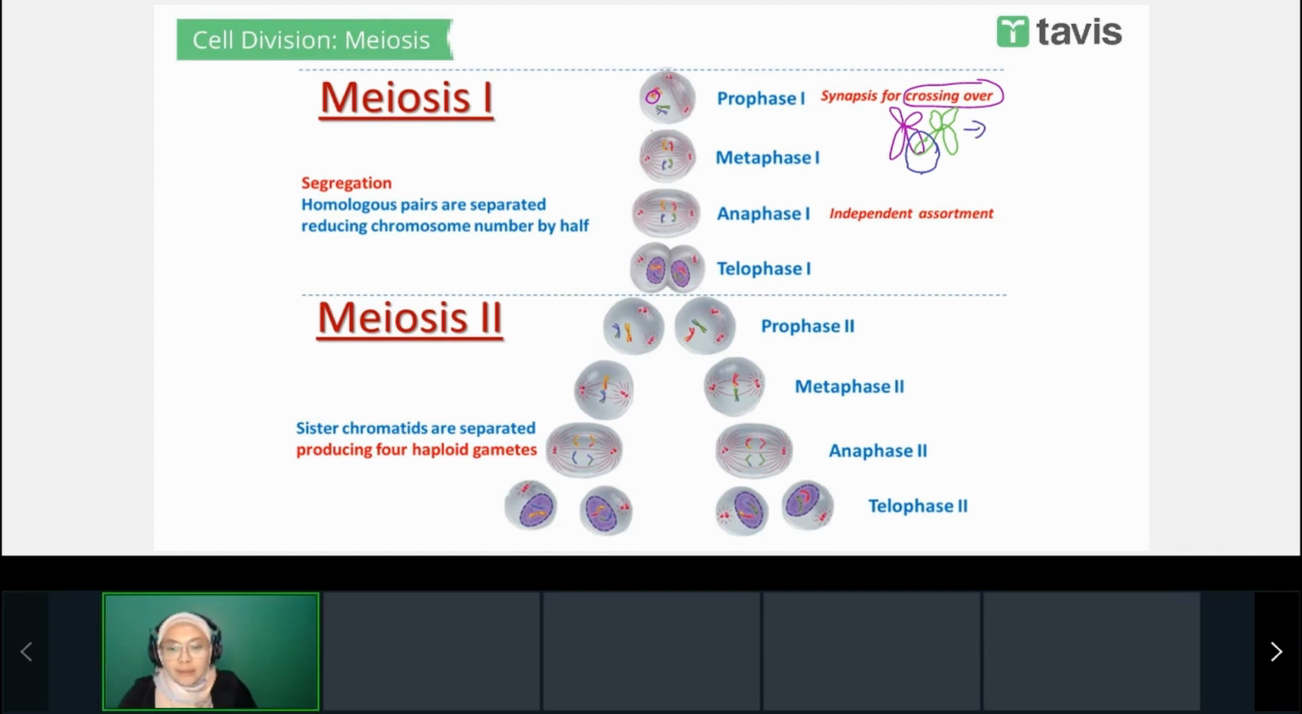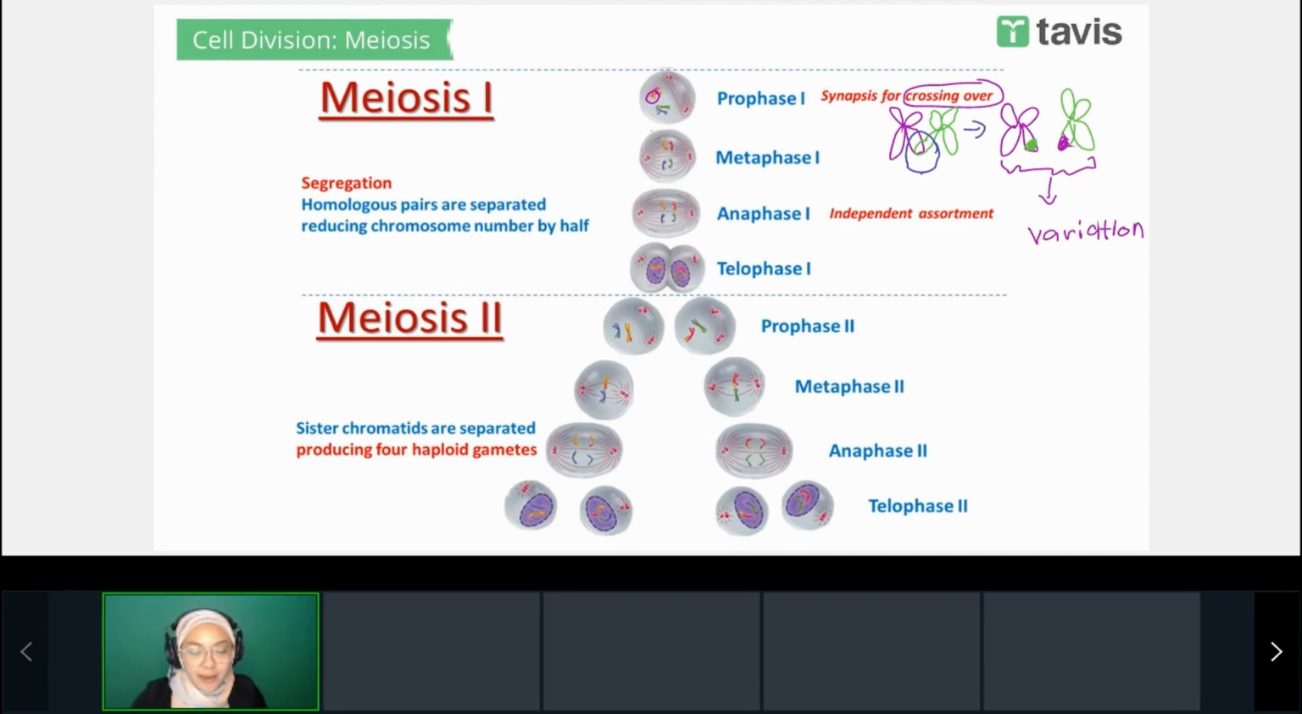Then what happened? The products of it. We still have a chromosome and another chromosome, but they have a slightly green part over here and a slightly purple part over here. This is caused by crossing over. The importance of crossing over is that it will produce variation.